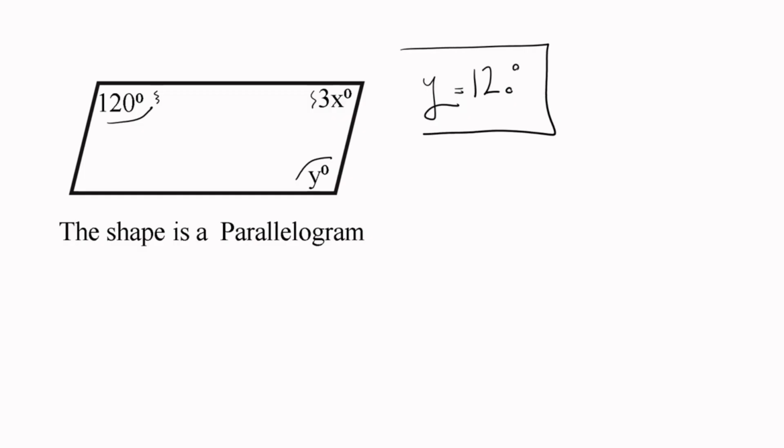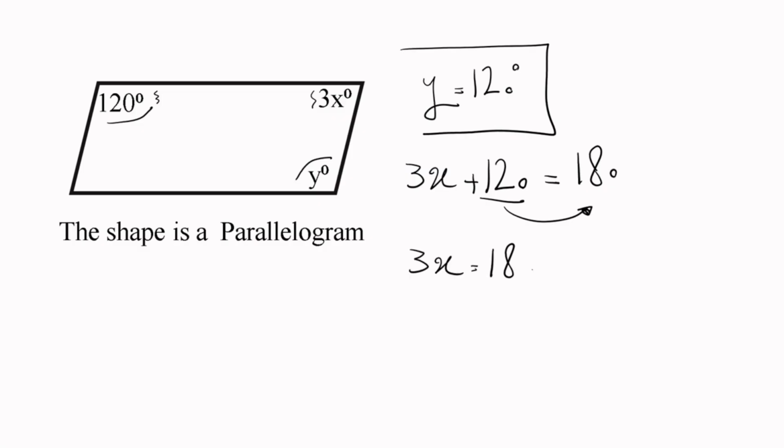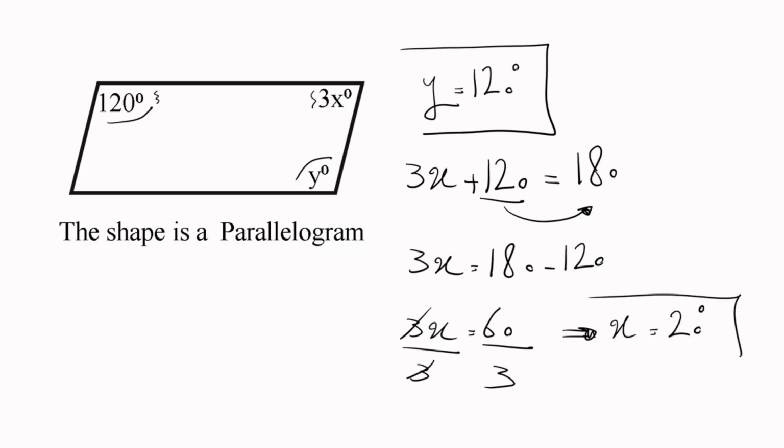And angles that are next to each other are supplementary. So 3x plus 120, because they are next to each other, are supplementary, and the addition of them is 180 degrees. I'm going to use the transposition method, move it to the other side and change the sign. So 3x is going to be equal to 180 minus 120. 3x is going to be 60, and the only thing that I need to do is dividing both sides by 3. So x is going to become 20 degrees. Really easy.